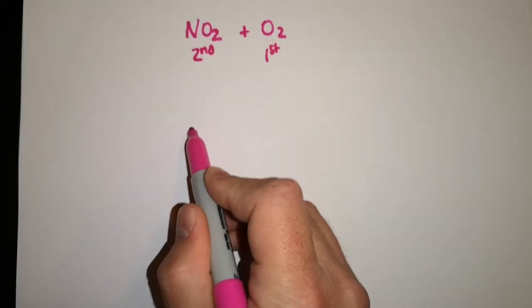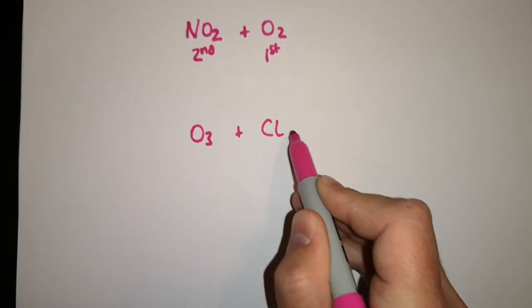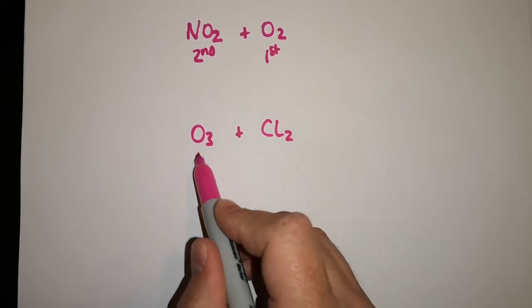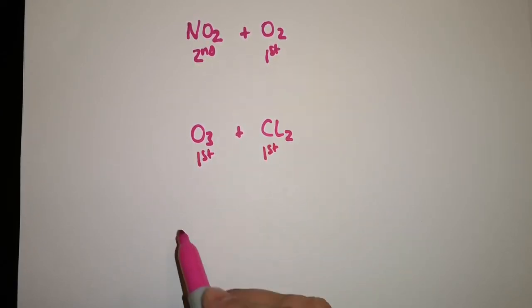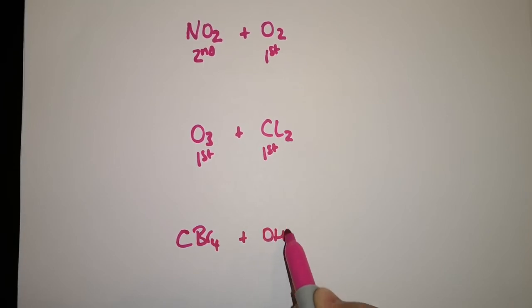Similarly, what if I had a reaction that had O3 reacting with chlorine, and let's say that was first, that's first. And the final one, let's say we had CBr4 plus OH minus, and we'll say that that's first and that's 0. Okay, pause the video, try and write the rate equation, then come back when you're ready.